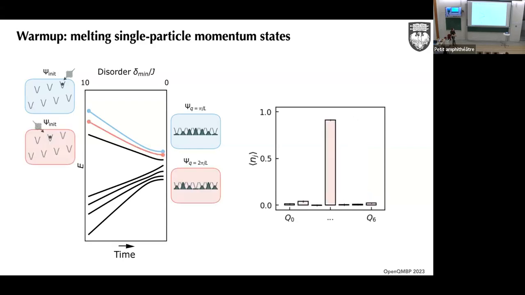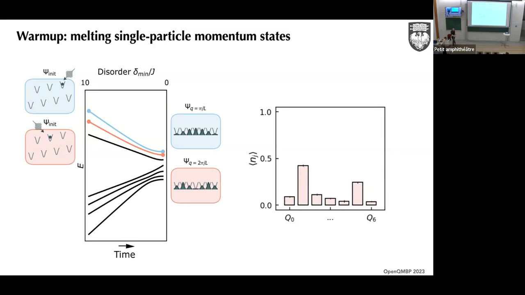And I can also do this for the next quasi-momentum state, where actually it's quite nice because you can see that we initially start with the photon in the middle and eventually it just delocalizes into a wave function that has a node in the middle. Okay, so we can prepare these single particle momentum states. We have to be adiabatic.